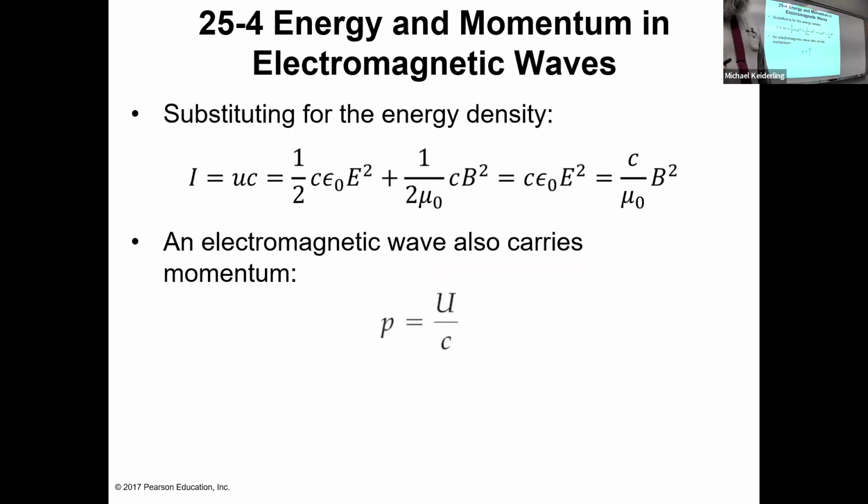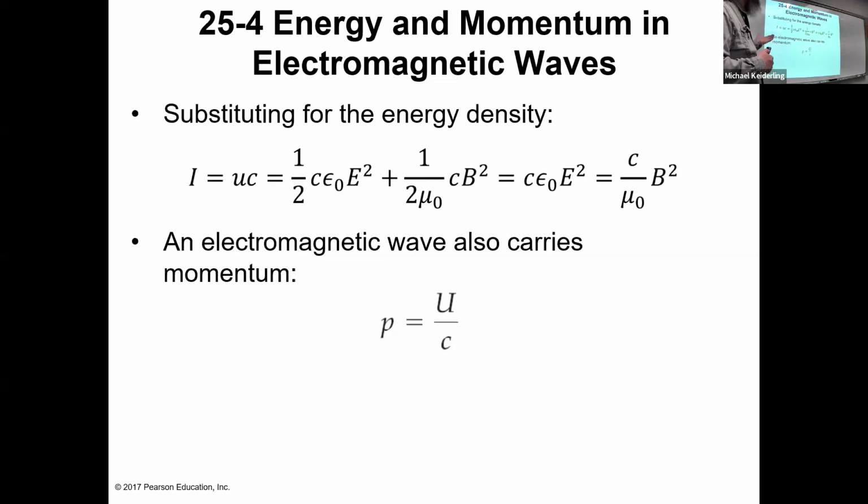So if we substitute for the energy density, I equals U times c, which is 1/2 c epsilon naught E squared plus 1/2 mu naught c B squared, or c times epsilon naught E squared, or c over mu naught B squared. And it will also carry a momentum of energy over c.